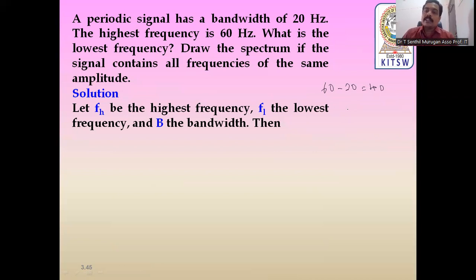Okay. So how can we calculate? 20 hertz is there. So already they have given the signal bandwidth is 20. So it will start from the lowest frequency, 40. What is the highest frequency? 60. So it will start at 40 and end at 60. The amplitude? They have given that all have the same amplitude. So for example, assume that value is 5 volt. So you can say 40, 41, 42, 43, 44, 45, 46 up to 59, 60.